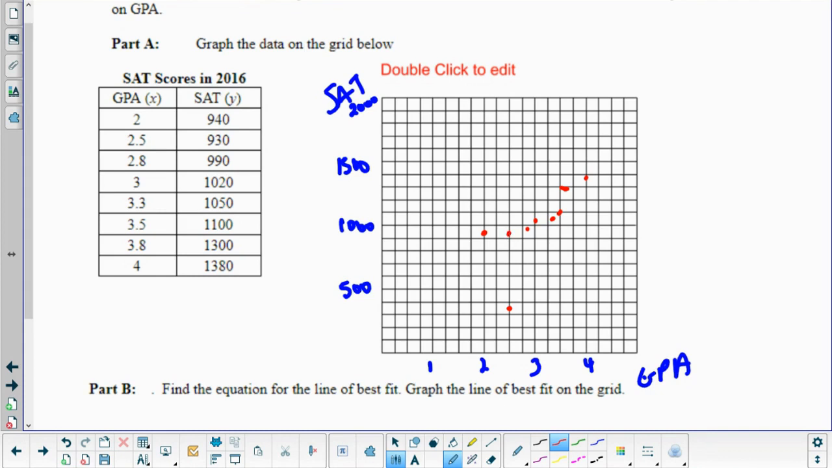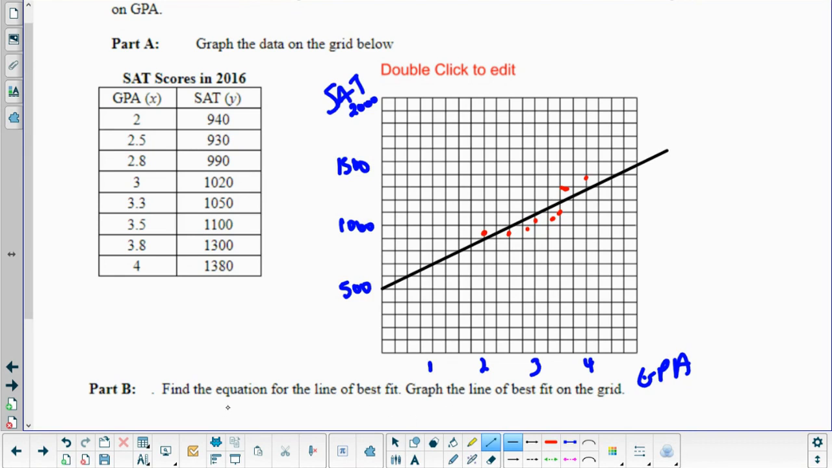930 should be like right there. So let's go ahead and get rid of this random point down here. It doesn't fit our data. So we can kind of see the trend that it is increasing from left to right. We could graph our line of best fit of wherever we think it would be. I think it would be roughly something like that.